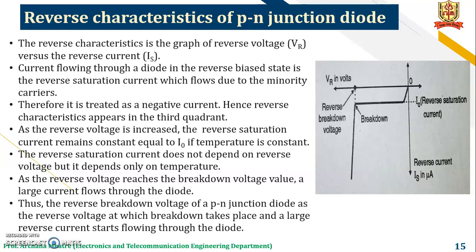As the reverse voltage is increased, the reverse saturation current remains constant and equal to I0 if temperature is constant. The reverse saturation current does not depend on reverse voltage, but only on temperature. As the reverse voltage reaches the breakdown voltage value, a large current flows through the diode. Thus, the reverse breakdown voltage of a PN junction diode is the reverse voltage at which breakdown takes place and a large reverse current starts flowing through the diode.